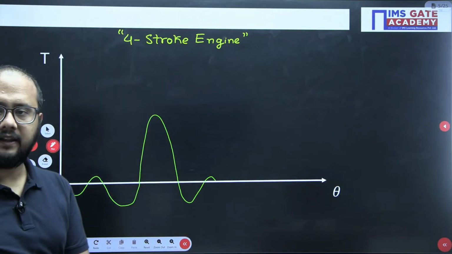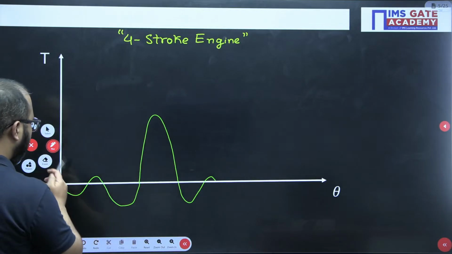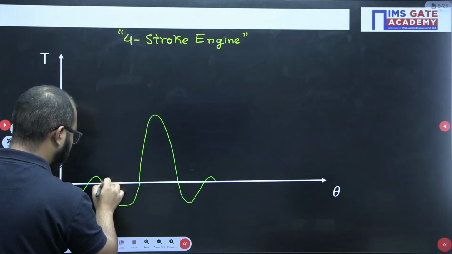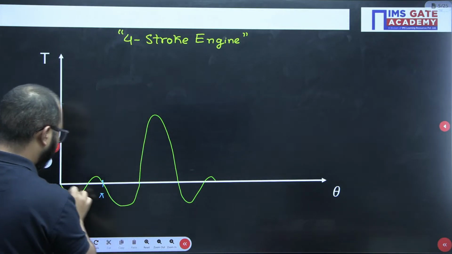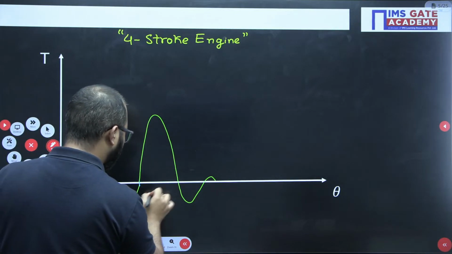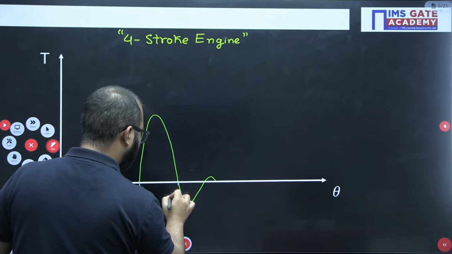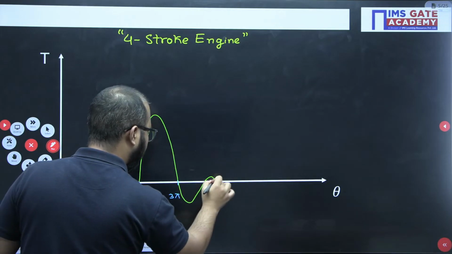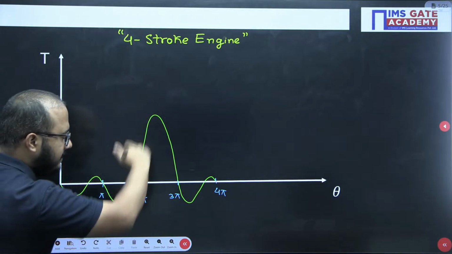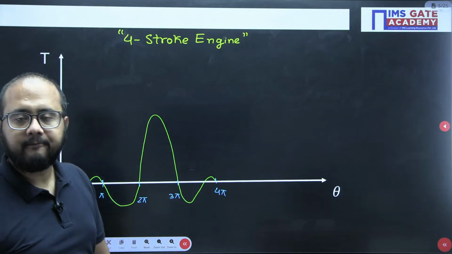Four-stroke engine, right? Now here the very basic point that you need to understand is: from 0 to pi there will be suction, pi to 2 pi there will be compression, pi to 3 pi expansion we are having, and finally 3 pi to 4 pi exhaust. Okay, now you can see this is the non-uniformity.